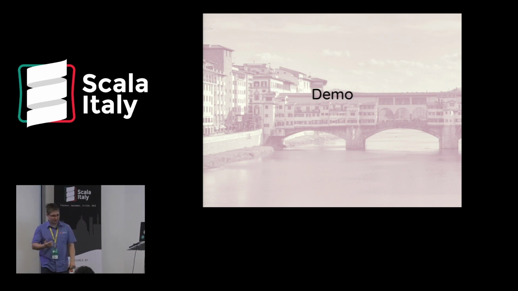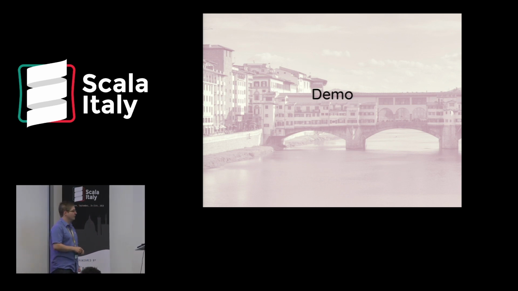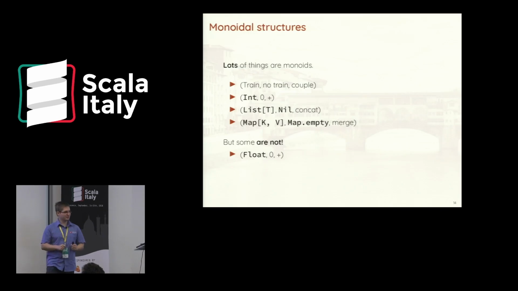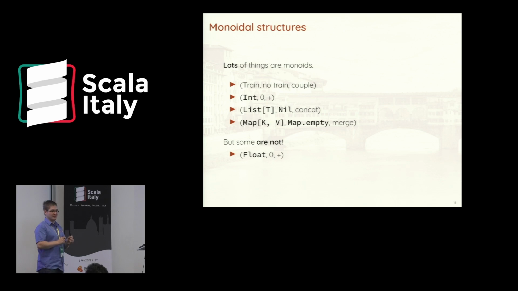Okay, so that's cool. So a lot of things are monoids, and we can use that in our day-to-day programming. But also, it turns out that there are some types that we would really like to be monoids, but they aren't. For example, floating point numbers are not monoids. And that's really not cool. Because why is float so different from int? Because int with 0 and plus is a monoid, but float with 0 and plus is not a monoid.